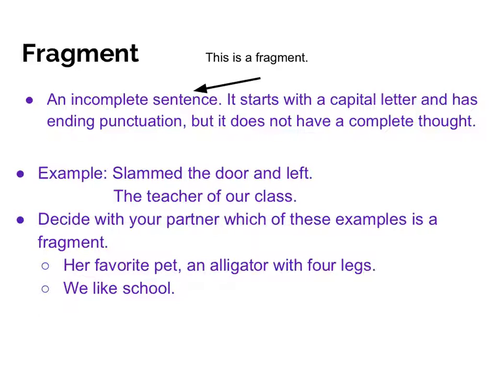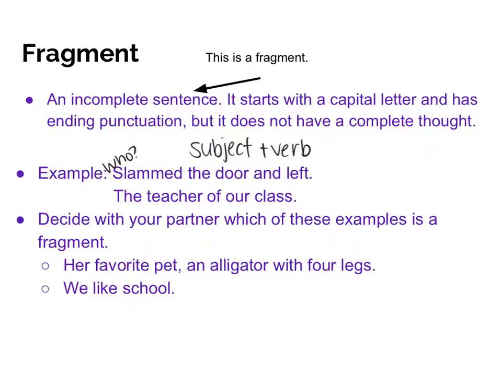In every sentence, we need a subject and we need a verb. If we do not have both of these, it is not a sentence. Here are 2 examples. Slammed the door and left. This is not a sentence. This is a fragment because who? We don't have a subject. We don't know who slammed the door and left.